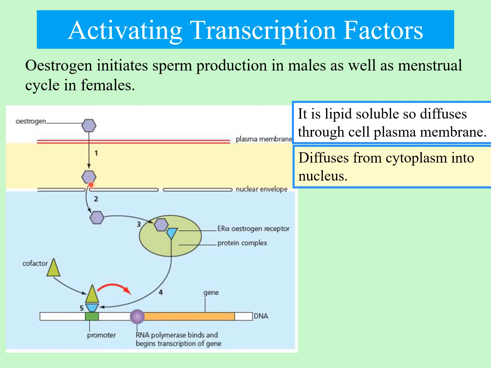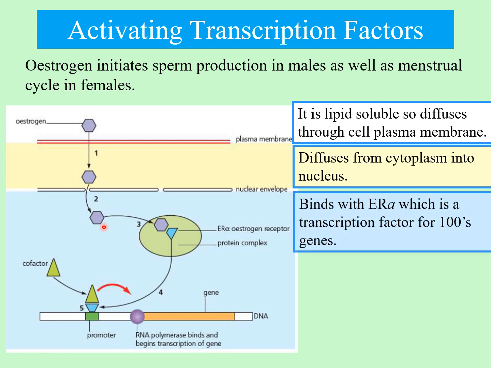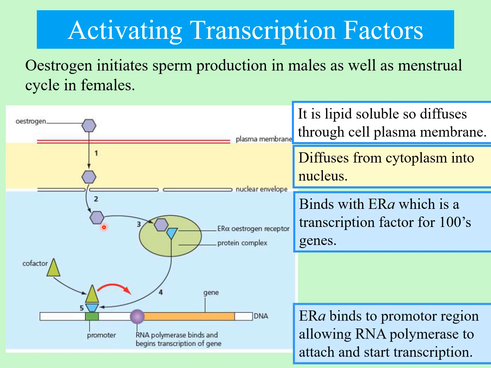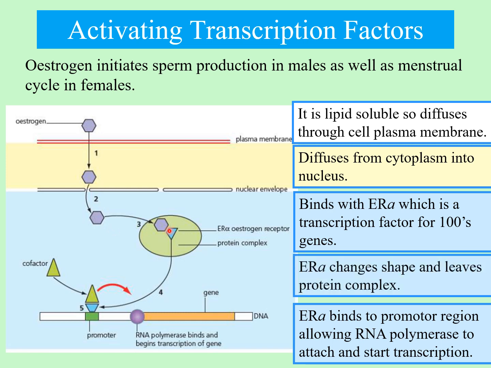Okay, and then when it goes into the nucleus, it attaches to a protein complex and binds with this ERA, which is a transcription factor. And it's a transcription factor for hundreds of different genes. Now, once that has bound to that, that activates the ERA, which basically means it changes its shape, it does a conformational change, and that then leaves the protein complex, and then it will bind to the promoter region, which allows RNA polymerase to attach and to start transcription.